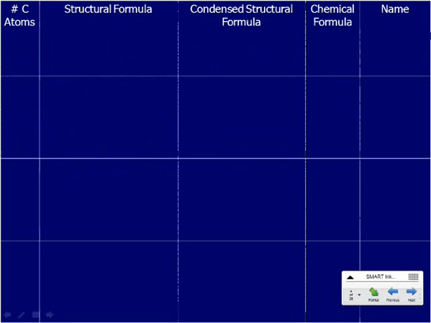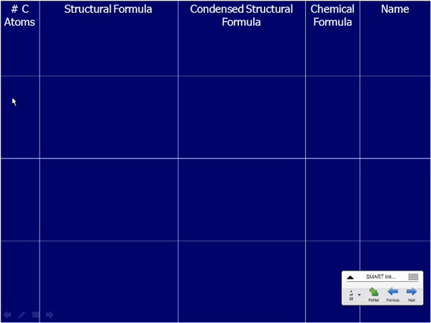Okay. Again, a similar type of little table. We're going to go over some of the example ones. So again, you don't need to draw all the lines. Just put number of carbons. Actually, yeah, we will put the structural formula and then the condensed structural formula. So number of carbons, structural formula, condensed structural formula, chemical formula, name. We're doing the same type of thing as we did with the alkanes, except with the enes.